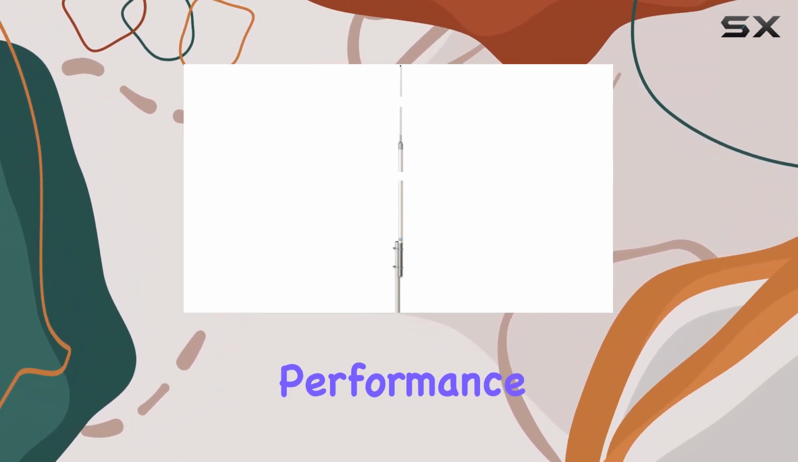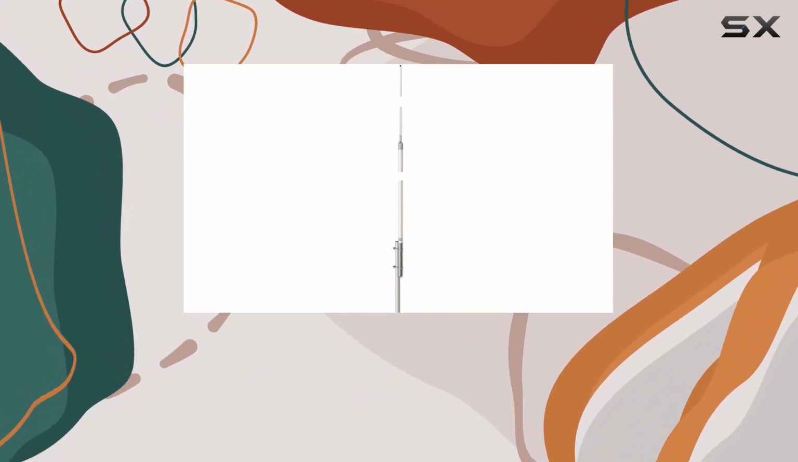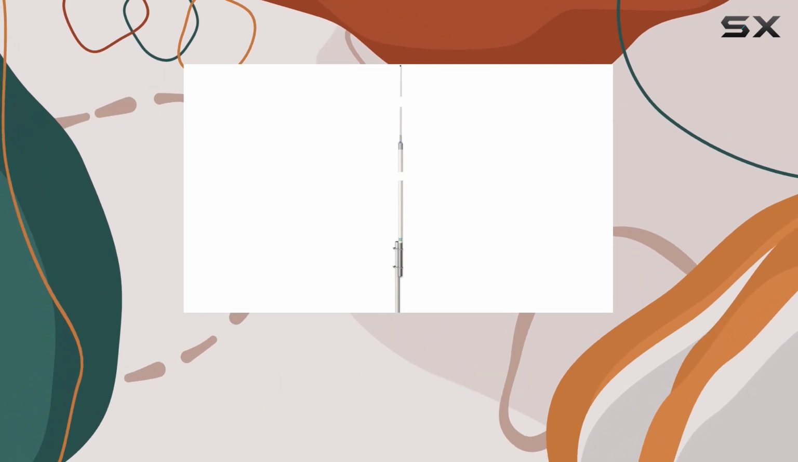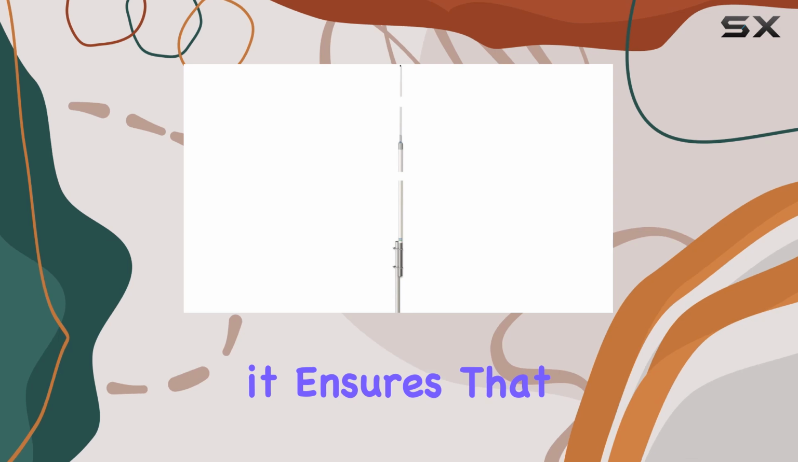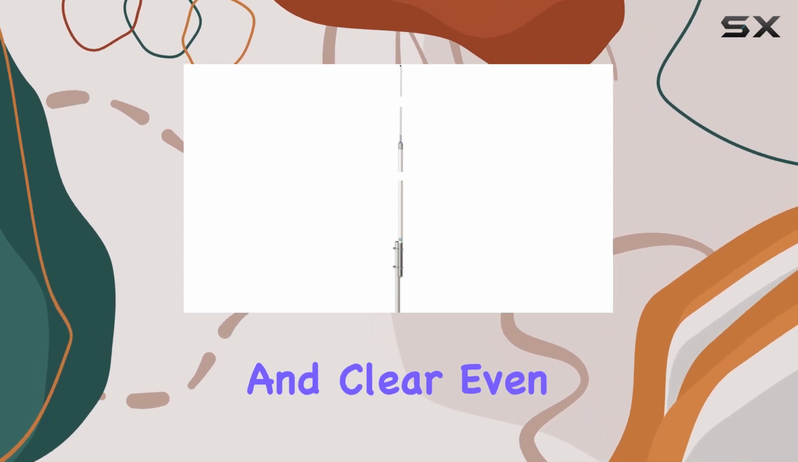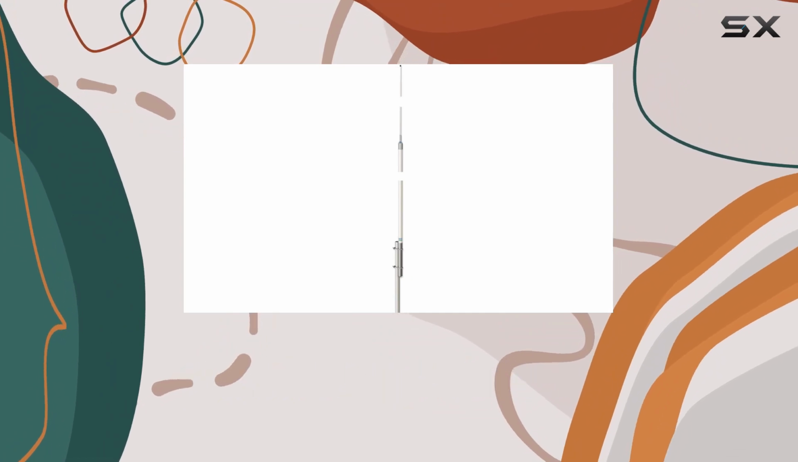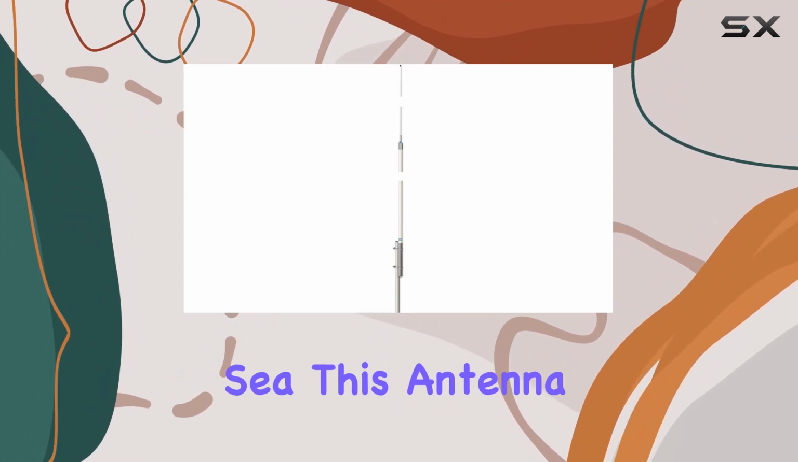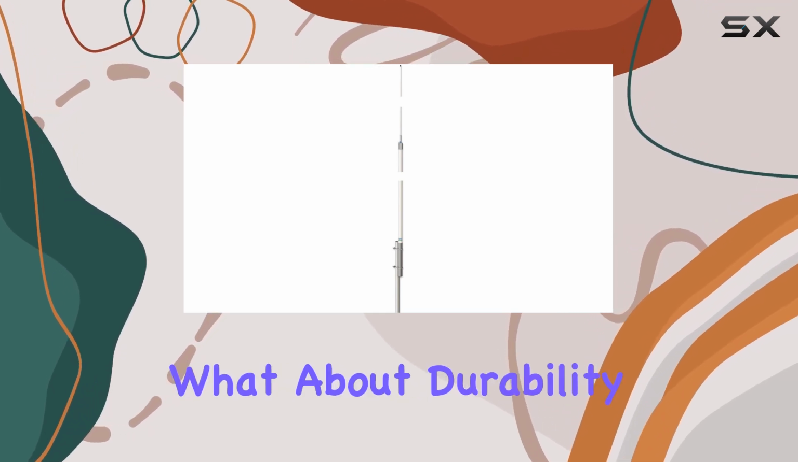Now, let's talk performance. The Shakespeare 399-1M is not just a pretty antenna, it's a powerhouse when it comes to VHF communication. Boasting impressive range and clarity, it ensures that your messages are heard loud and clear, even in challenging marine environments. Whether you're cruising coastal waters or venturing into the open sea, this antenna is your reliable companion for staying connected and safe. But what about durability?